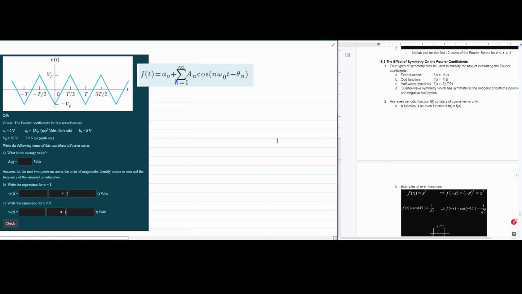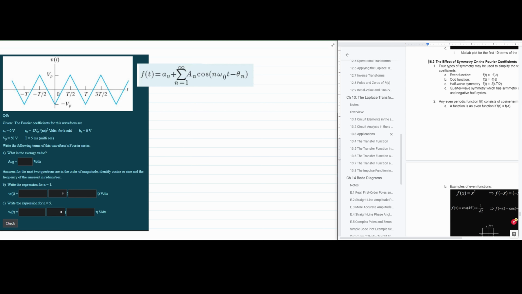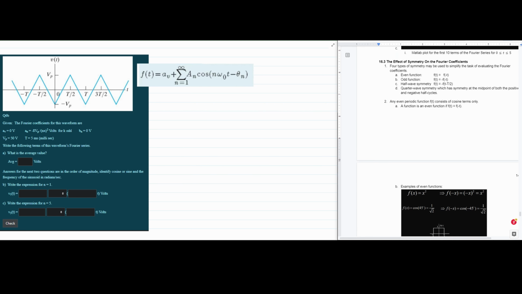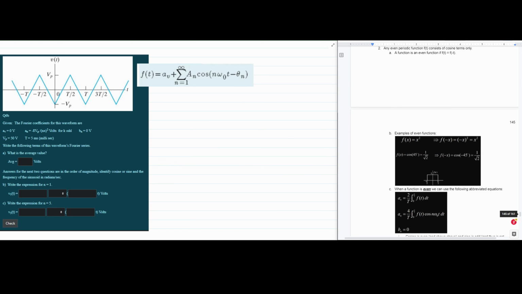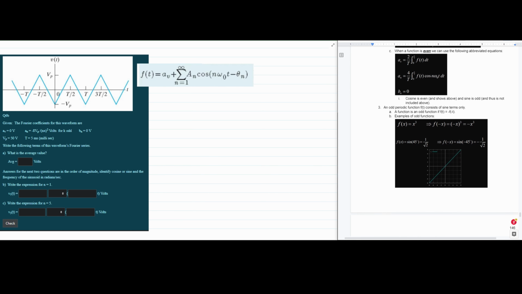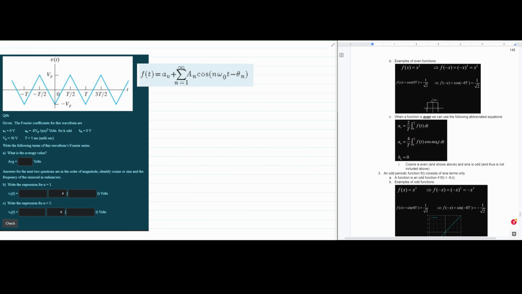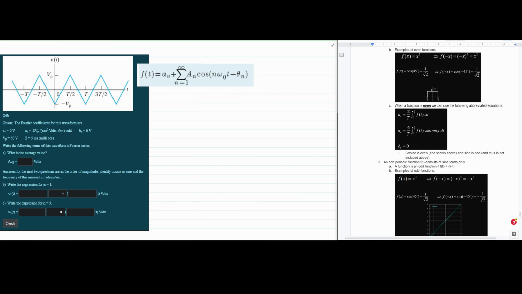For this problem, it's going to be in section 16.3, which has to do with the Fourier series. We're specifically going to be looking at the effect of symmetry on Fourier series. To the left, we have a waveform that is of even symmetry. So it looks something like this.